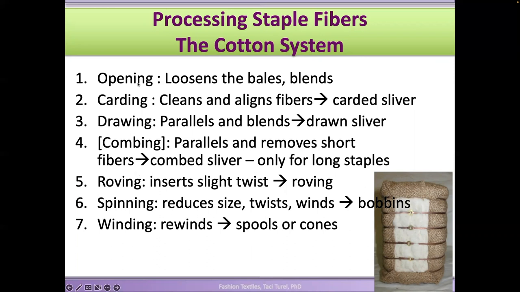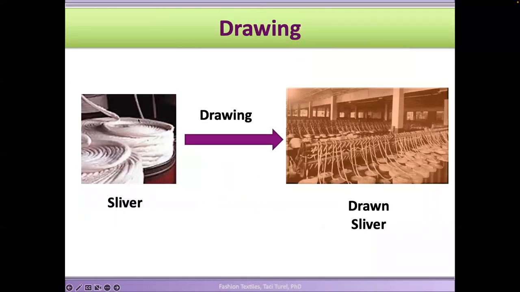So we finished opening, we went through carding, and we cleaned and aligned the fibers. So we got a carded sliver. Now we are going through the drawing process. We take the carded sliver and we draw the sliver. So you are putting a little bit more tension and pulling the sliver and making it a little bit thinner at each step. So drawing is pulling the fibers in the carded sliver and creating a thinner sliver, which is called a drawn sliver.